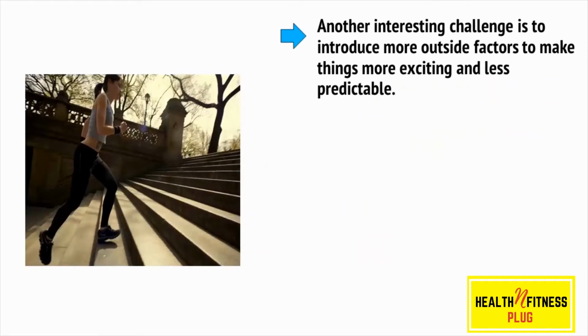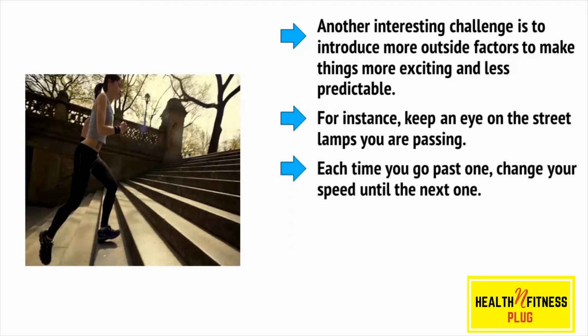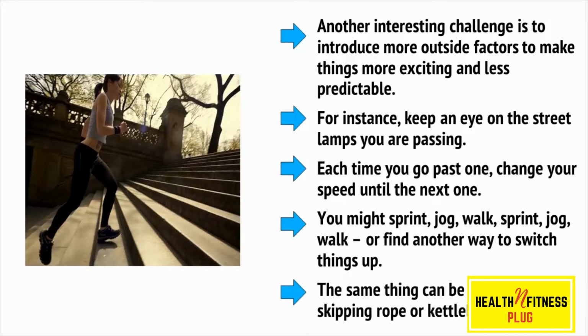Another interesting challenge is to introduce more outside factors to make things more exciting and less predictable. For instance, keep an eye on the street lamps that you're passing. Each time you go past one, change your speed until the next one. You might sprint, jog, walk, sprint, jog, walk, or find another way to switch things up. The same thing can be achieved with a skipping rope or a kettlebell.